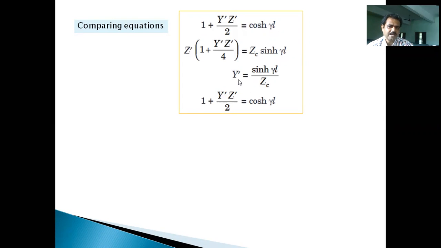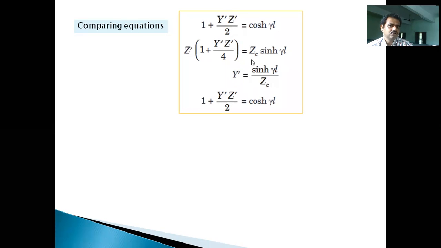Okay, so Y dash is equal to, now using the third equation, if I observe this third equation, Y dash is equal to sinh γL by Zc. First taking this equation, to get the shunt branch parameter, this is the admittance value. Here in the equivalent T, first we have to get the shunt branch, that is the admittance, the equivalent shunt branch in terms of lumped parameters. Next, after that, we have to substitute this Y dash in the first equation, and you will get the Z dash value.